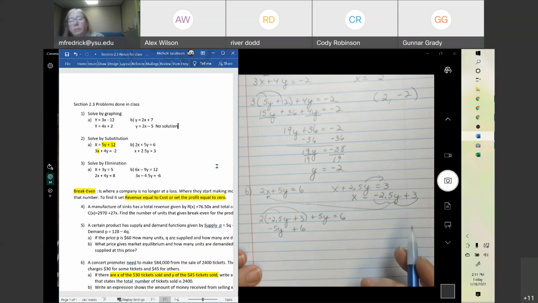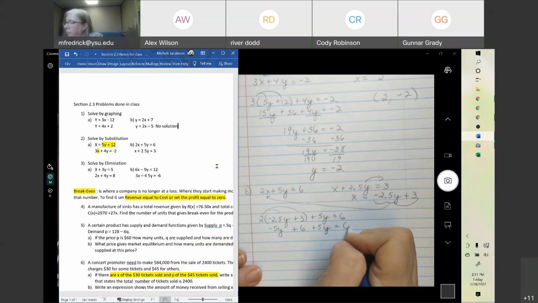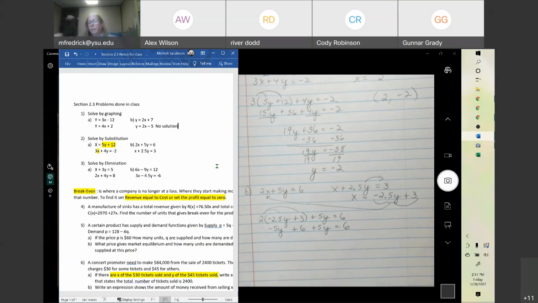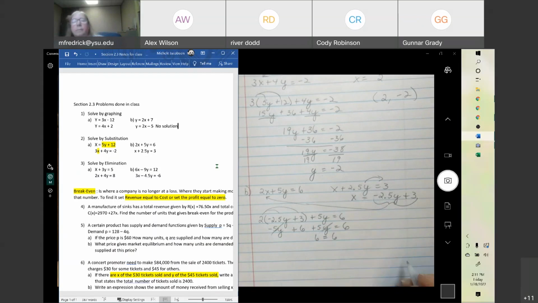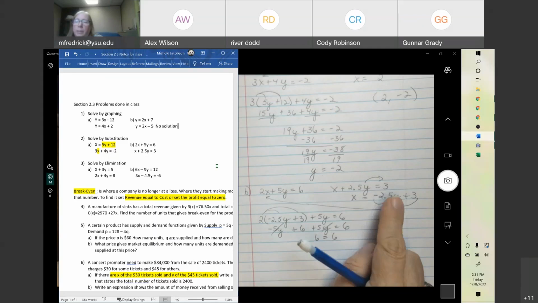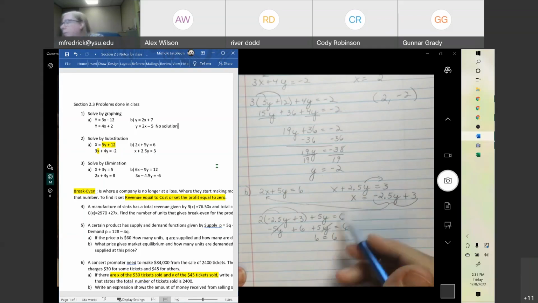Distribute our 2. Notice what happens though. All our variables dropped out. We get a true statement. If you get a true statement, these are actually the same lines. If you multiply this one by 2, you have the same one. So if you graphed them, they'd be on top of each other.